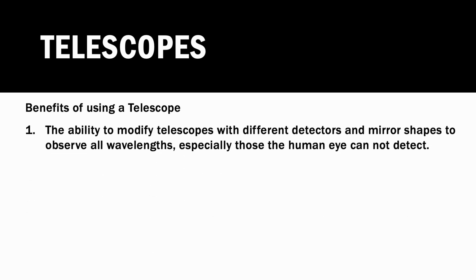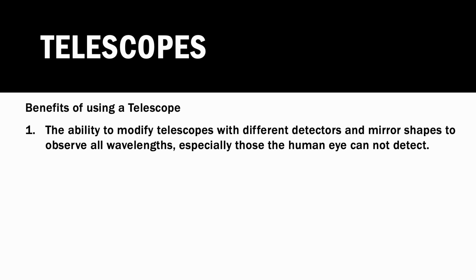Let's talk about telescopes. Objects in space emit radiation in all portions of the electromagnetic spectrum. The benefits of using a telescope: the ability to modify telescopes with different detectors and mirror shapes to observe all wavelengths, especially those the human eye cannot detect. The human eye does the same thing with visible light, but the eye is much more limited.